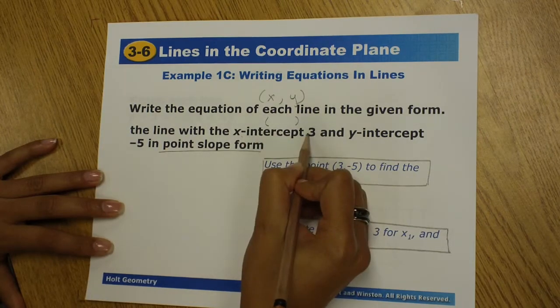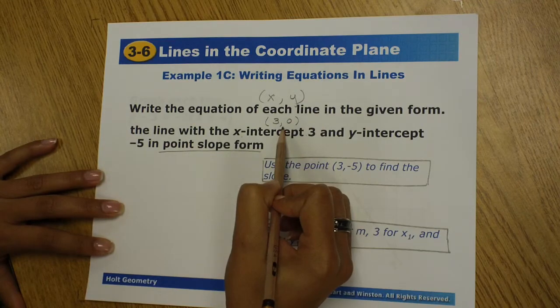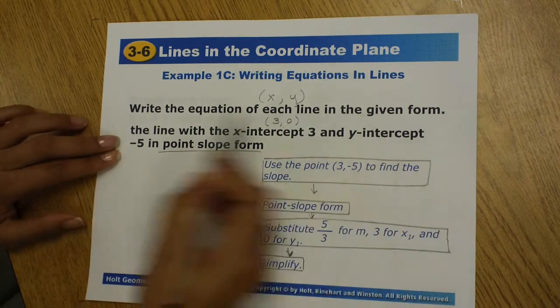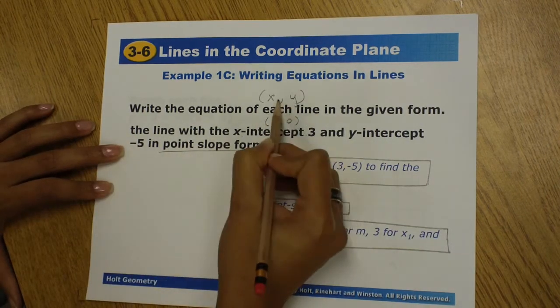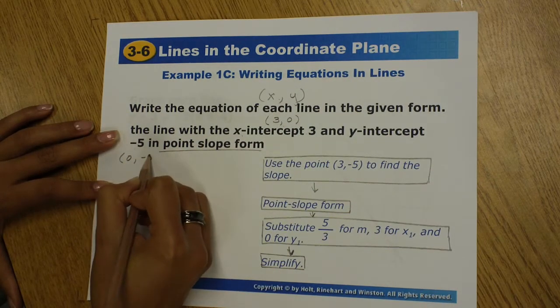So if it's the x-intercept, it crosses the x-axis. That's a (3, 0). That's our point that we're using. And then our y-intercept over here is -5, which means it's going to be the second value. That's going to be (0, -5).